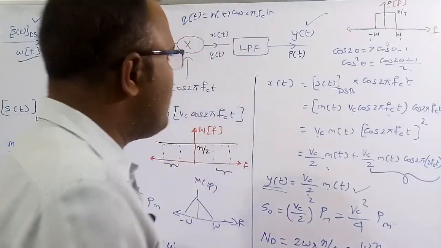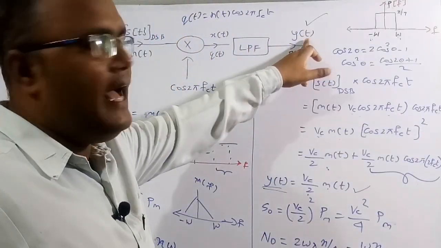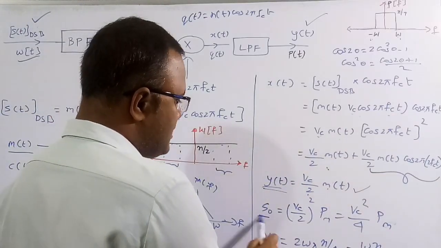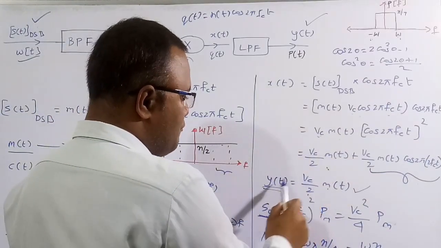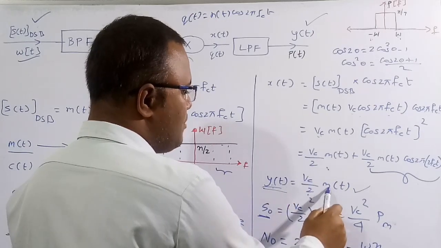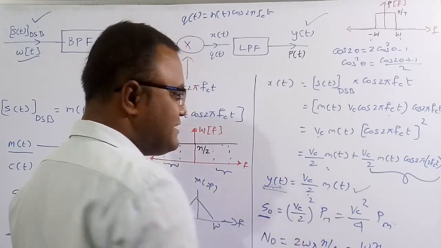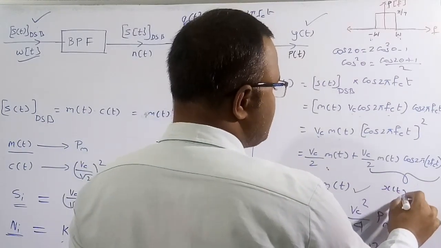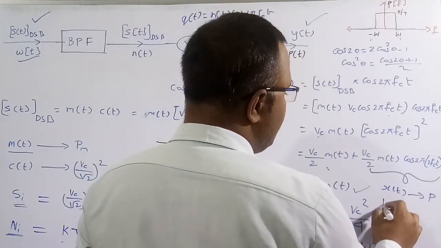Now I want to know what is the signal power in Y of t and the noise power in P of t. Basically, now the signal power in the output signal. Y of t, this is the waveform. The Y of t expression is VC by 2 into M of t. I want to know what is the power in this signal Y of t. Basically, suppose X of t has a power P, then k into X of t.